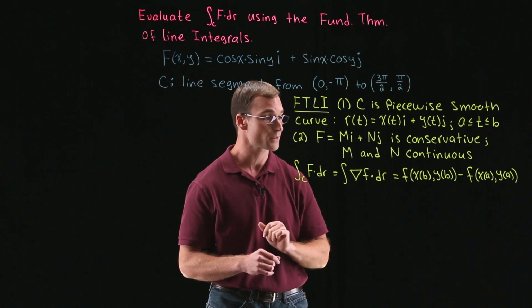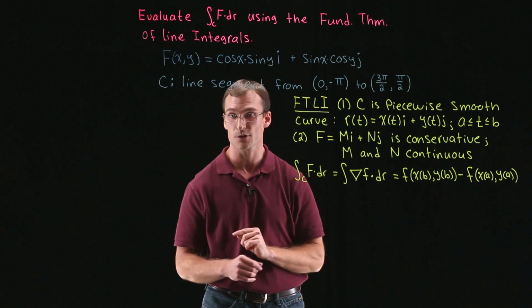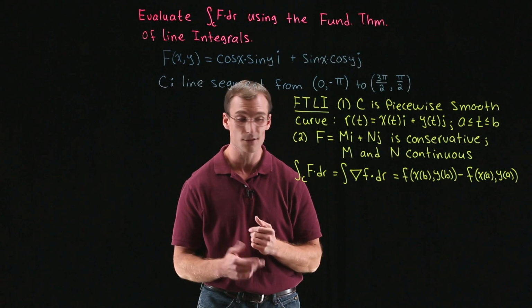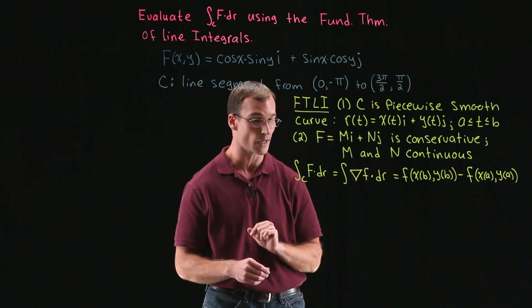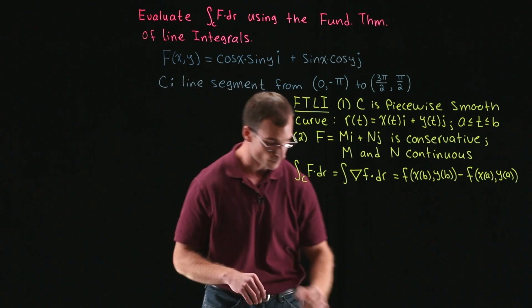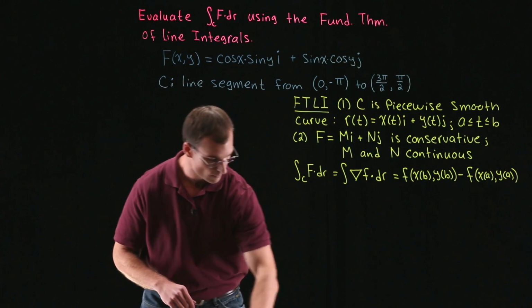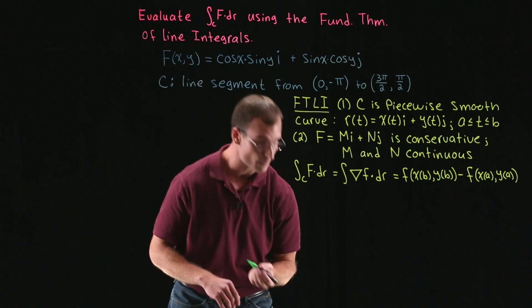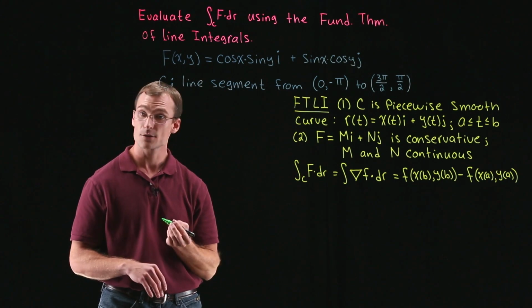Now the conservative part is going to come in when we find this potential function. If a potential function exists such that F is equal to the gradient of that, then that means F is conservative. So we'll be showing that in the process of finding f. Okay, so let's get started.